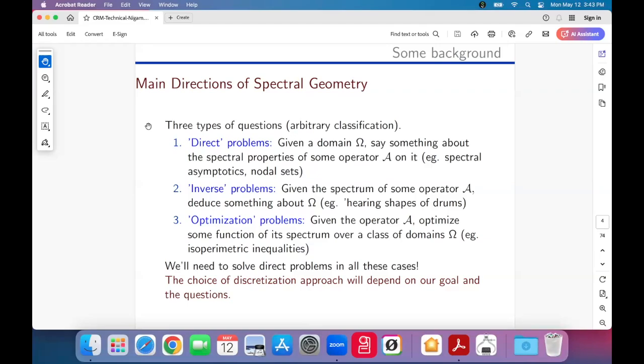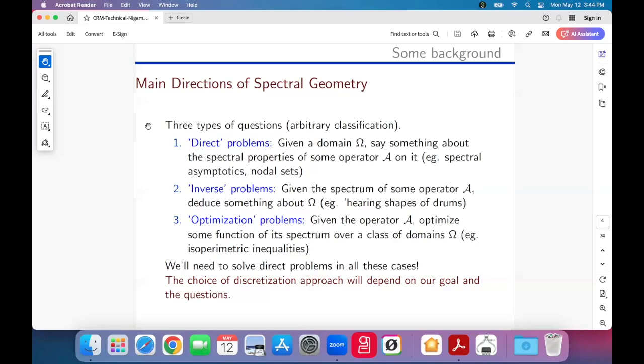Okay? And so canonical questions here could be like, can you hear the shape of a drum? So that would be an inverse problem. What's the drum that has the deepest tone for a fixed area? That would be an optimization problem. But no matter what you plan to do, you can't really avoid solving the direct problems if you're doing a numerical strategy. Okay, so the direct problems are what I'm going to focus on in this talk.